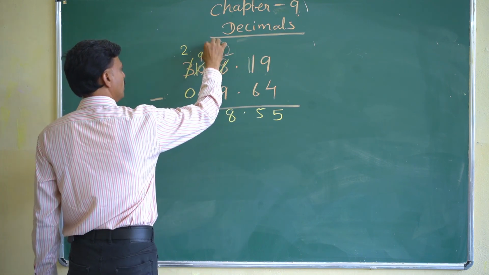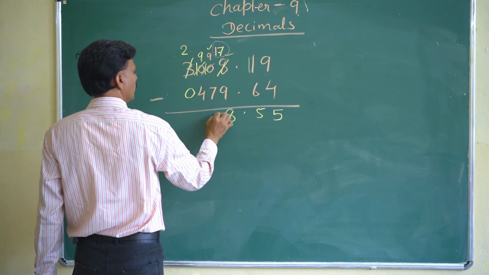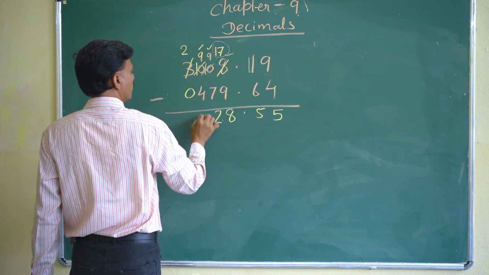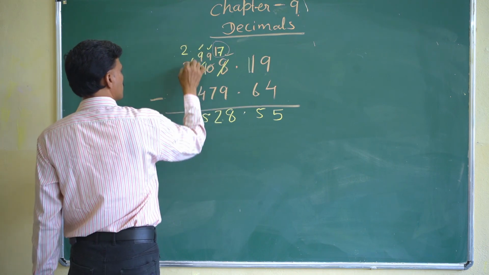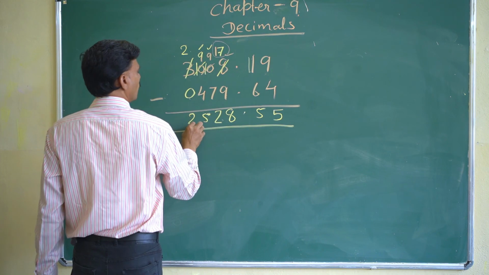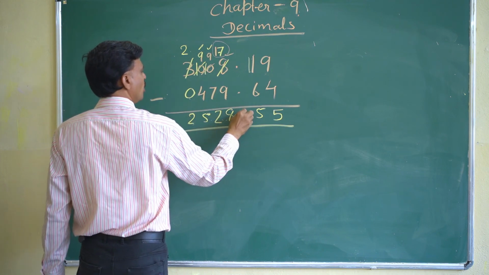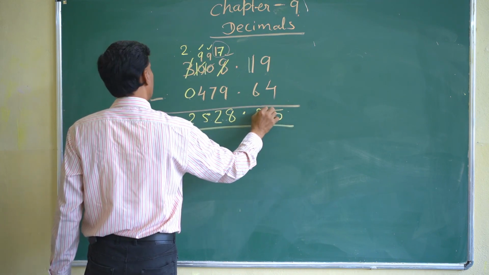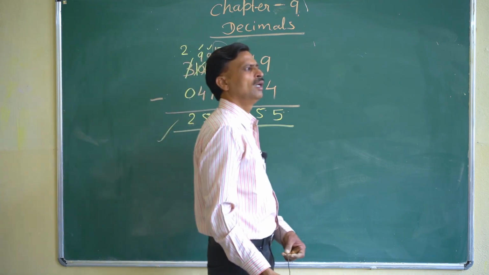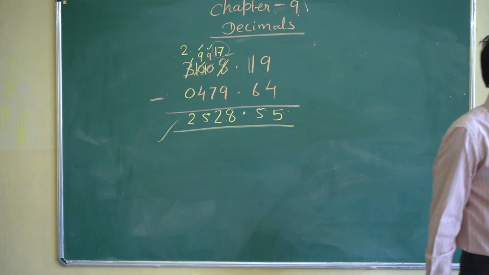Then this is 9. From 9 we'll subtract 7, so it will come 2. This is 9. From 9 we'll subtract 4, so that will become 5. And this is 2 minus 0, that is 2. The answer is 2528.55.